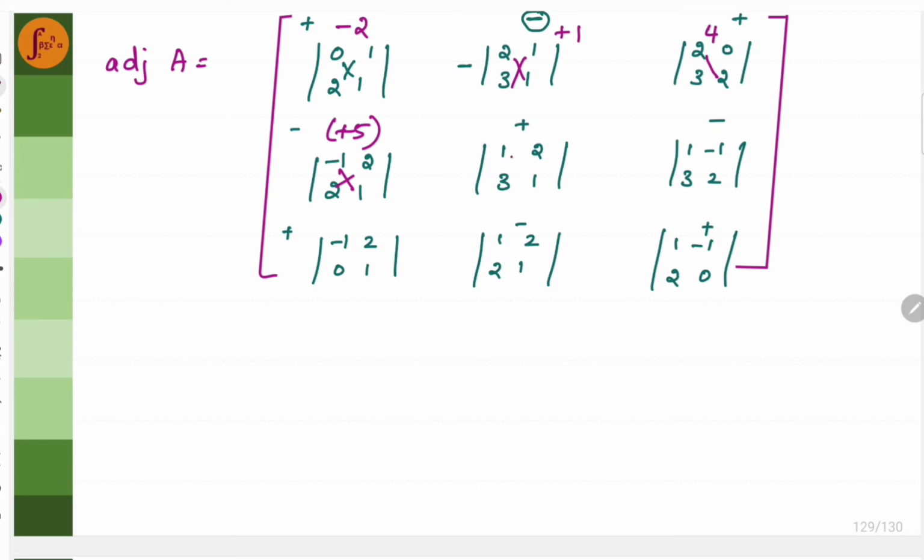Then 1 into 1 minus 6. That is minus 5. Then 1 into 2, 2 minus minus 3. So it's going to be minus 5. Minus here. So it's minus 5.